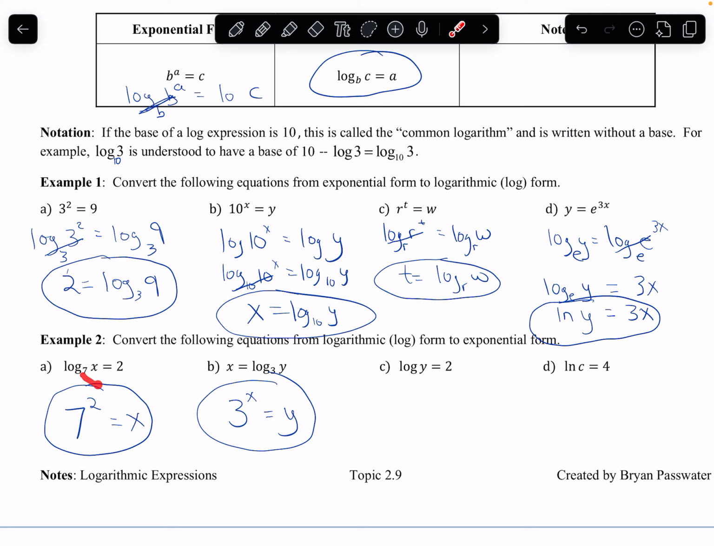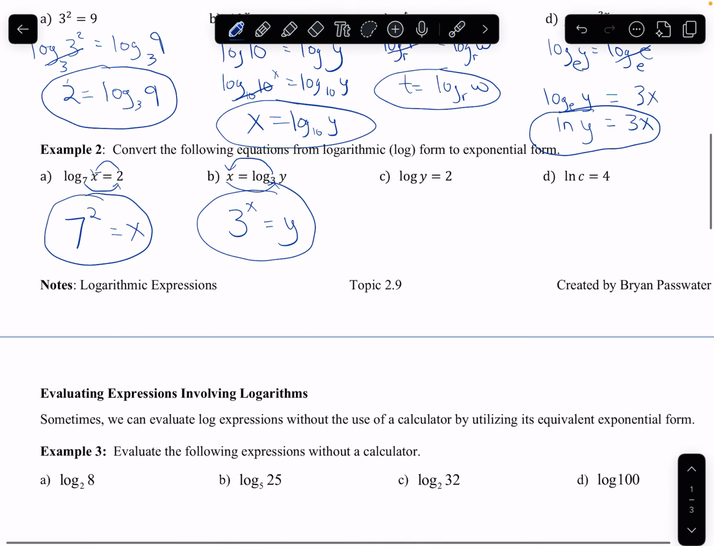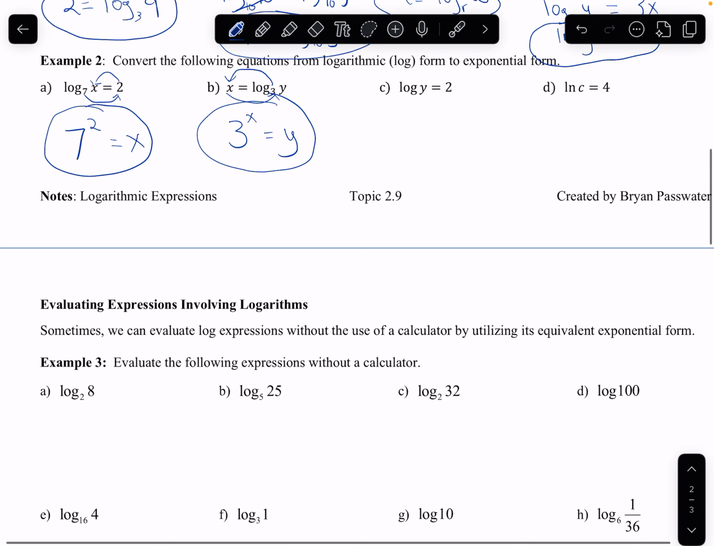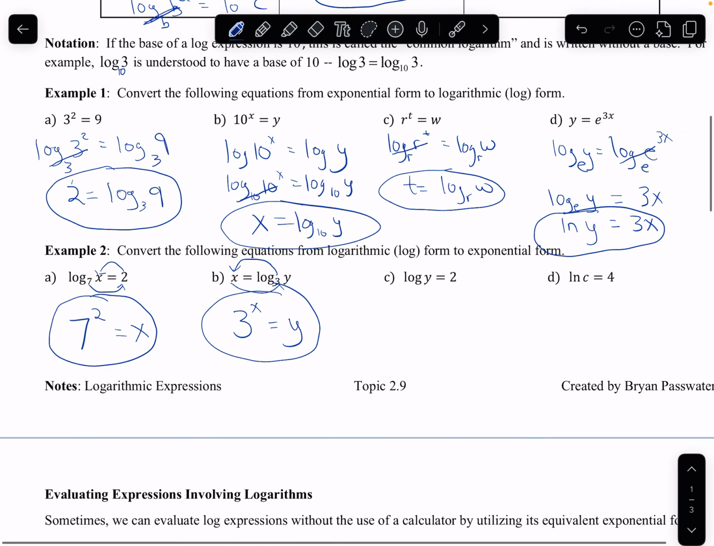Start here. Start with this. That's the power. That's what it's equal to, that y. And the notes apparently want you to do that because they don't show you why it works. They don't show you why we're doing that.